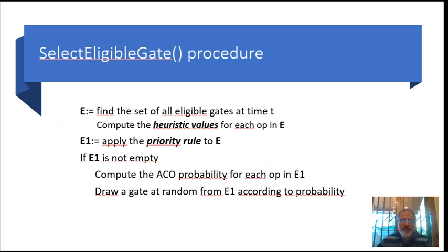Basically, the SelectEligibleGate procedure starts by collecting all the eligible gates at time t. Subsequently, the heuristic value of all such eligible gates is computed according to a heuristic briefly described in the next slide. Then, a further pruning of the set of eligible gates is performed using a priority rule described later. Finally, the ant colony optimization probability is computed for all the gates in the pruned set, and one gate will be randomly selected for insertion in the solution according to such probabilities.